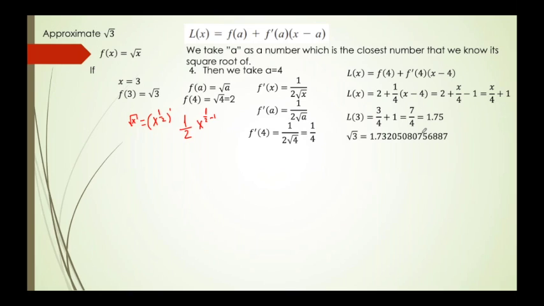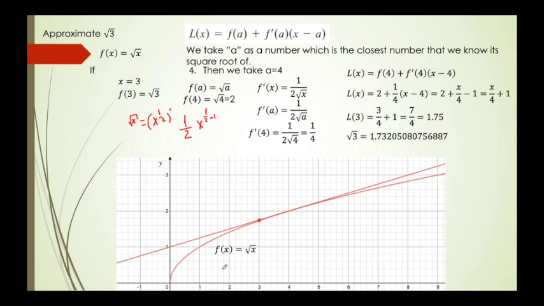And in the graph, if you look, this is our function f of x equals square root of x, and this is our line, which is L of x equals 1 plus x over 4. And we can see that around 4, both functions get the same value, and when they go far from 4, the difference between the values gets bigger. So 4 was the closest to 3, therefore we took 4 as a.